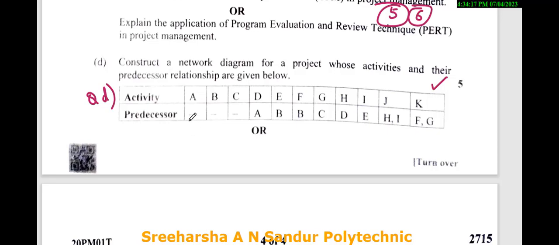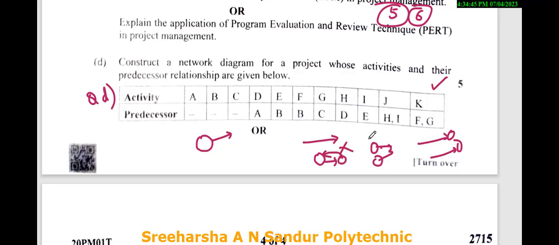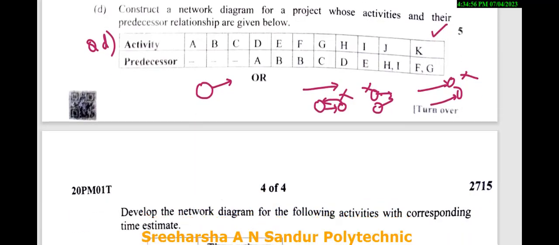And always remember the neatness of your diagram, arrows. Always remember arrows should be straight. You cannot have 2 start points like this. You cannot have 2 ending points for your network diagram, and you cannot have a loop like this. All this indicates that somewhere something is going wrong. So observing this, you should be able to draw the network diagram.